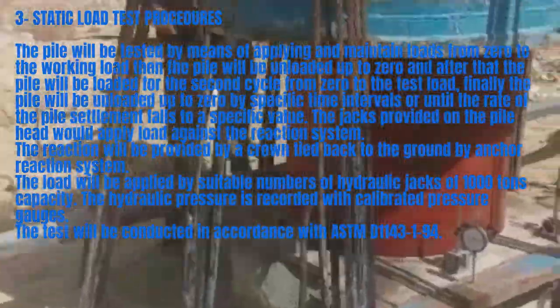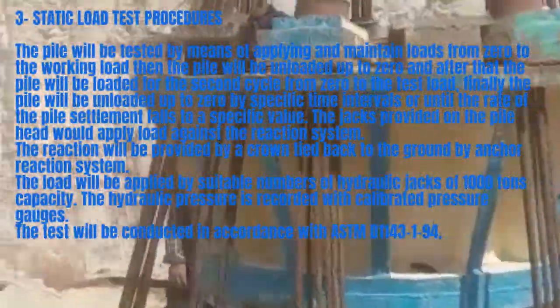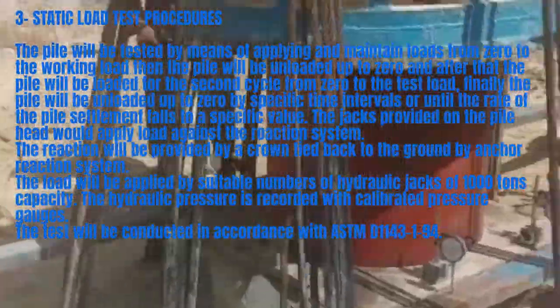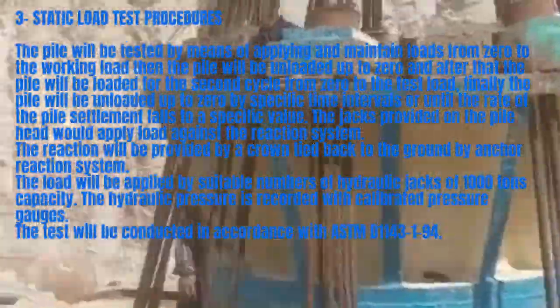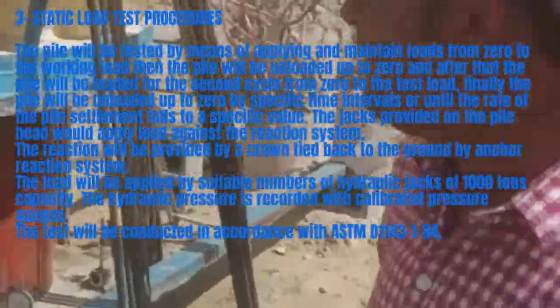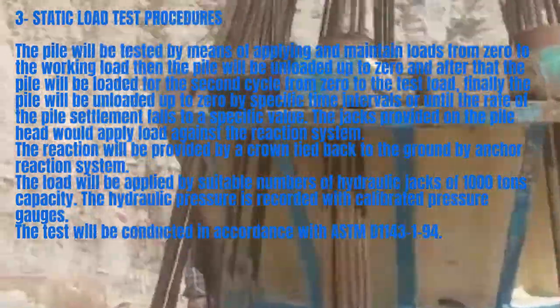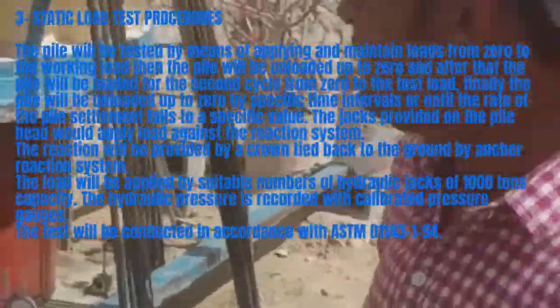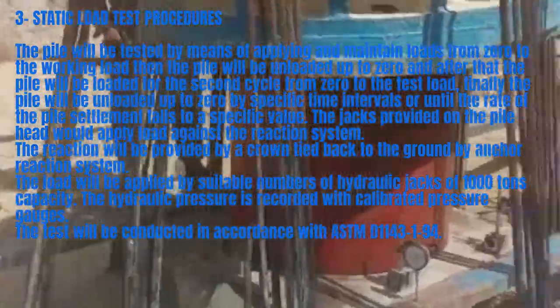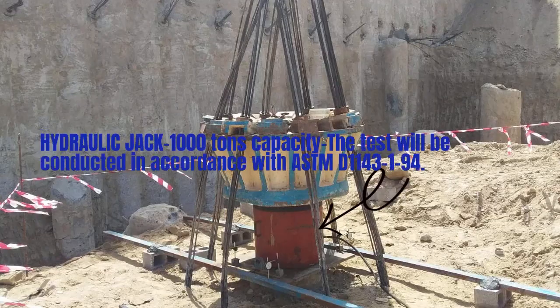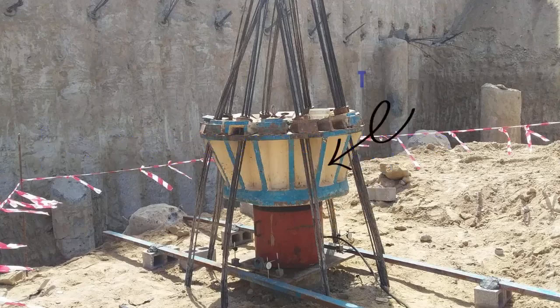For the static load test procedure, the pile will be tested by applying and maintaining loads from 0 to the working load. Then the pile will be unloaded to 0, and after that the pile will be loaded for the second cycle from 0 to the test load. Finally, the pile will be unloaded to 0 at specific time intervals or until the rate of pile settlement falls to the specified value. The jack provided on the pile head will apply load against the reaction system.